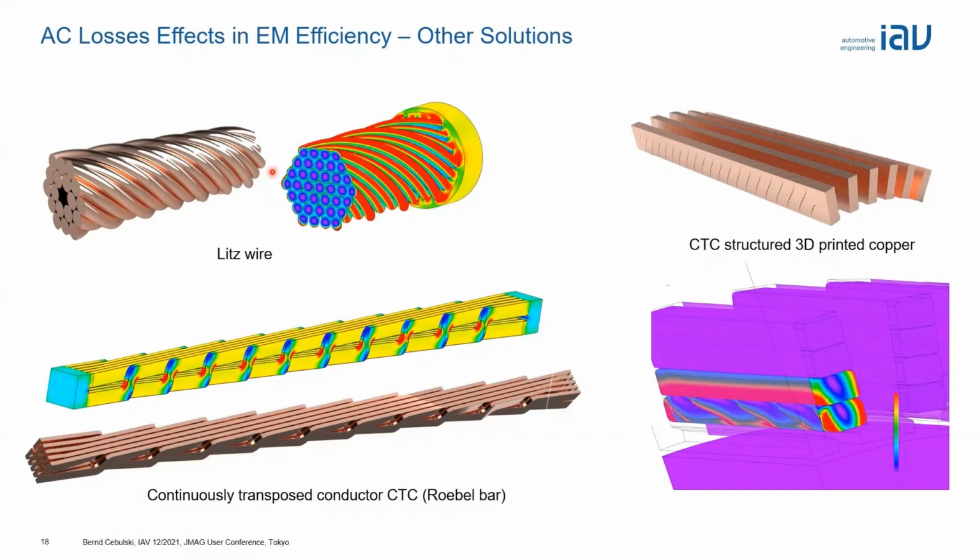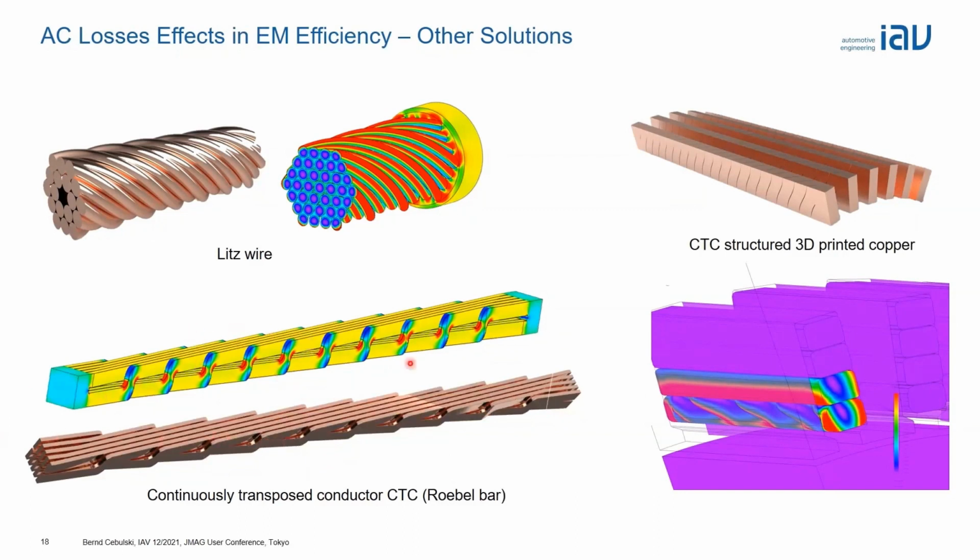Another approach that is mainly used for bigger machines like wind power industry is the so-called ripple bar or continuous transposed conductor. You see an example here. The idea is basically the same. The difference is that you use much bigger geometry, some rectangular cross-section, and transpose the different subconductors and arrange that to an entire big conductor.